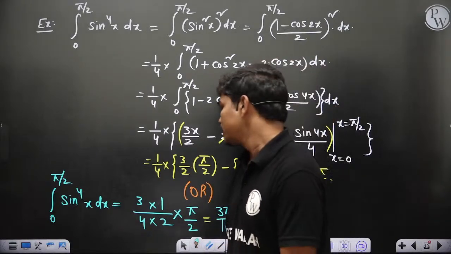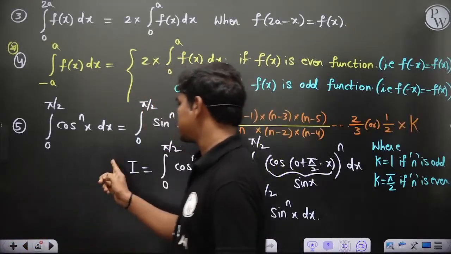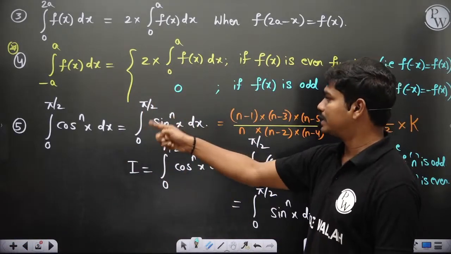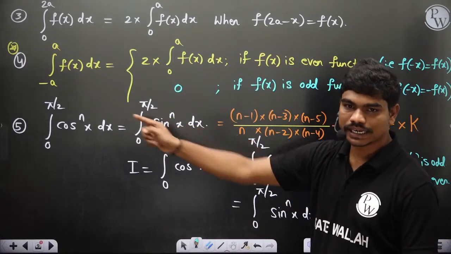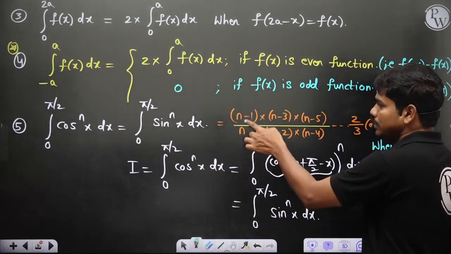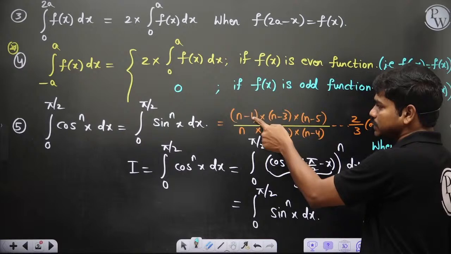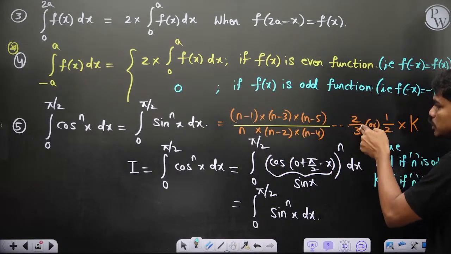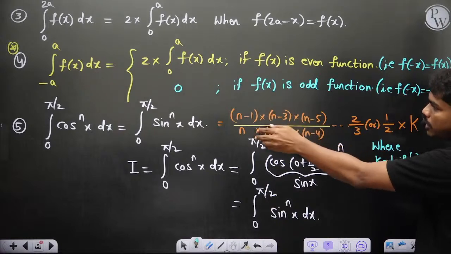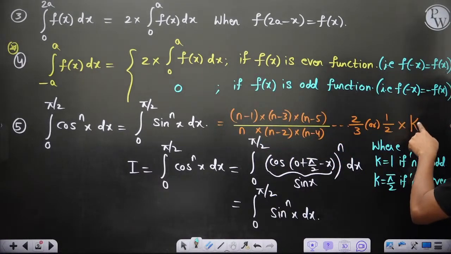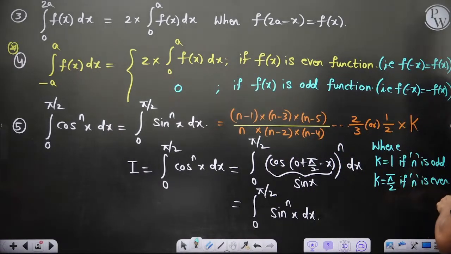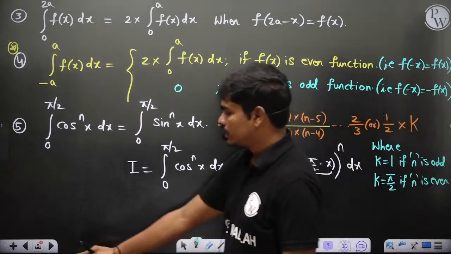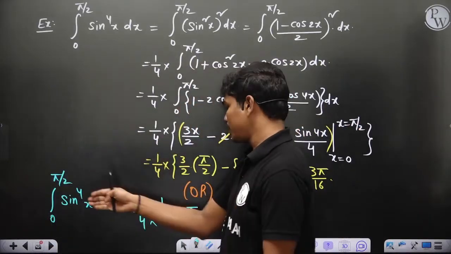Last line, repeat. Okay, so this is based on this reduction formula again. When you have the integral from 0 to pi by 2 of sine power nx or cos power nx dx, you start with n. Then put n minus 1, n minus 2, n minus 3, n minus 4, n minus 5, and so on. This series will eventually lead to either 2 by 3 or 1 by 2, depending upon whether n is odd or even, into k. This k value is 1 if n is odd, and k is pi by 2 if n is even, of course. And then you can apply that. That's what I have applied.